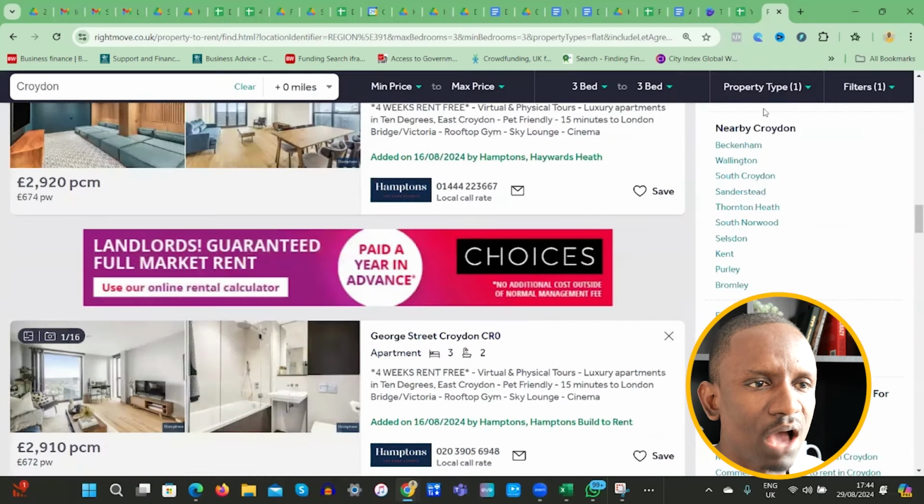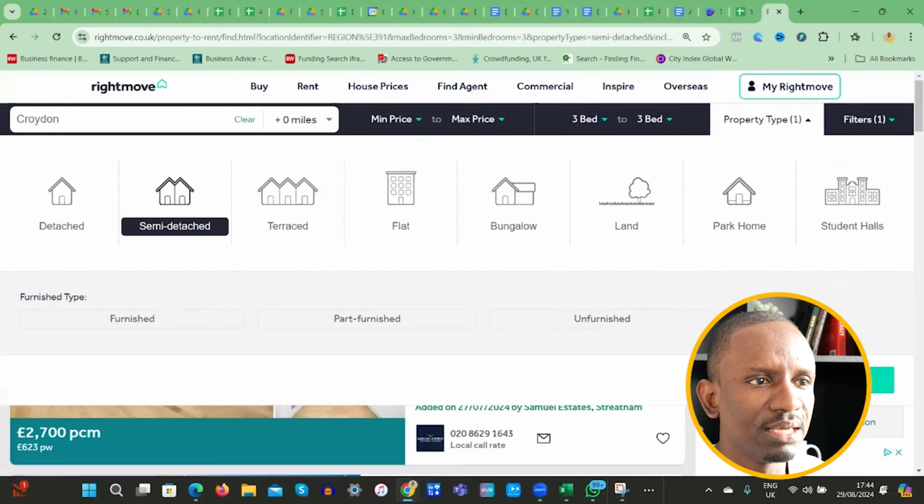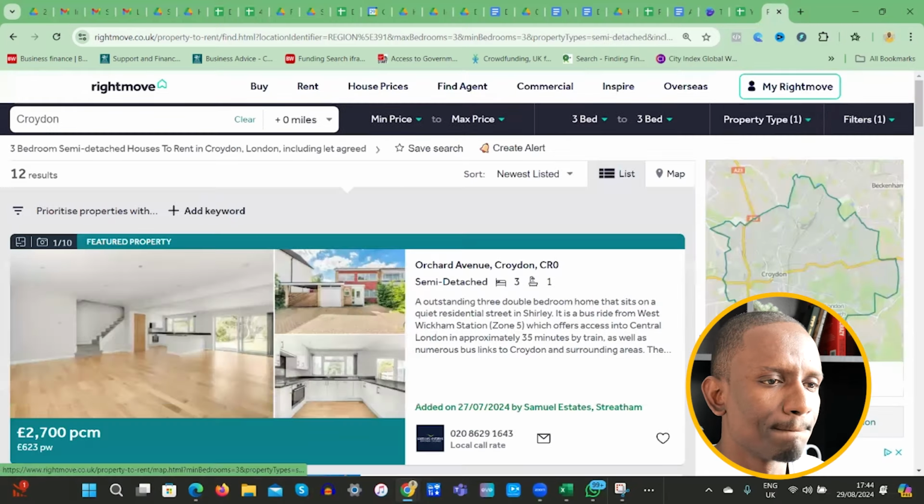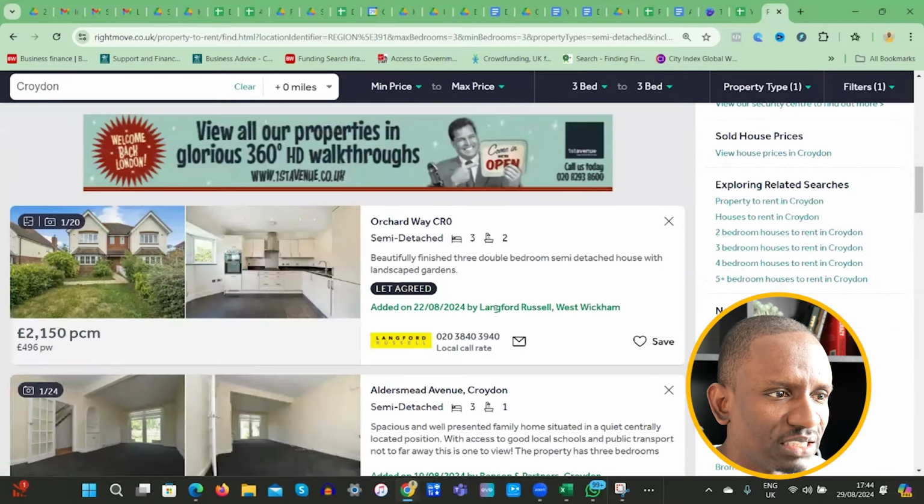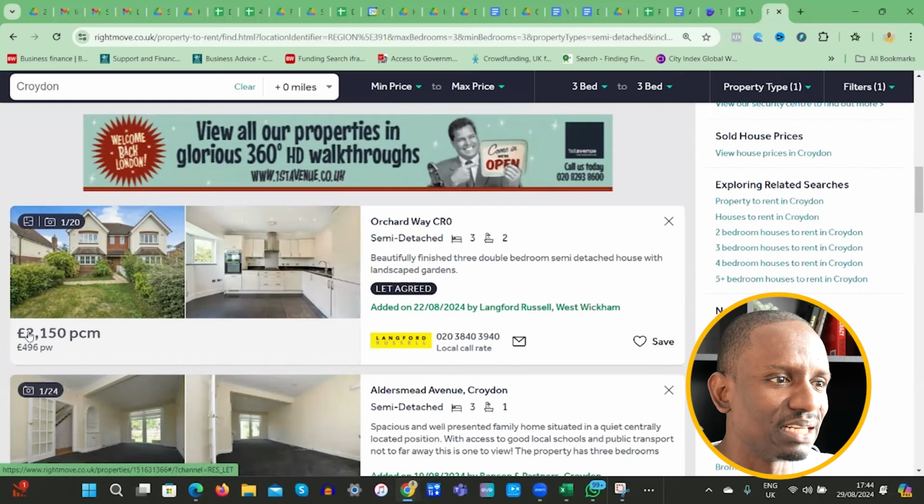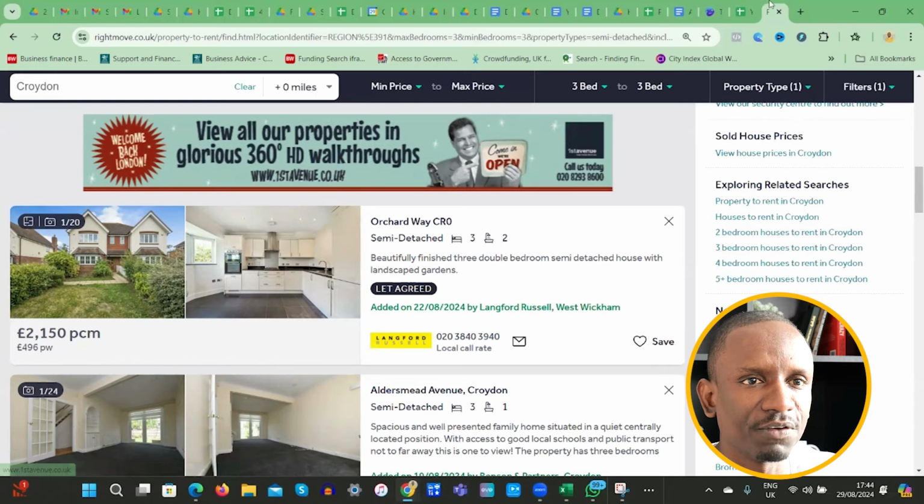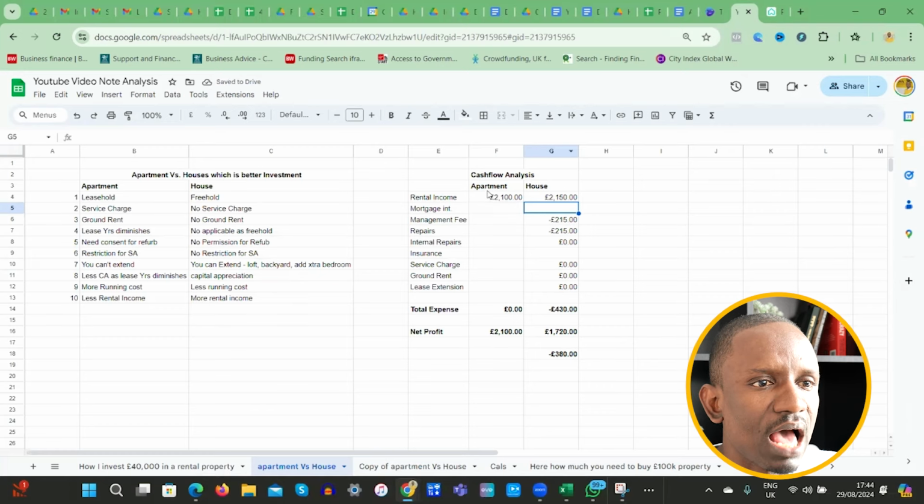If we're looking for houses, because we want to be fair, let's look at a semi-detached house. Again, we want to be fair here. We don't want to go for the most expensive ones. Let's go for this one. This one is already let. Anyway, this one's already rented. So let's go for this one at £2,150. So you're going to put £2,150 here. So that gives us our rental incomes for both properties.